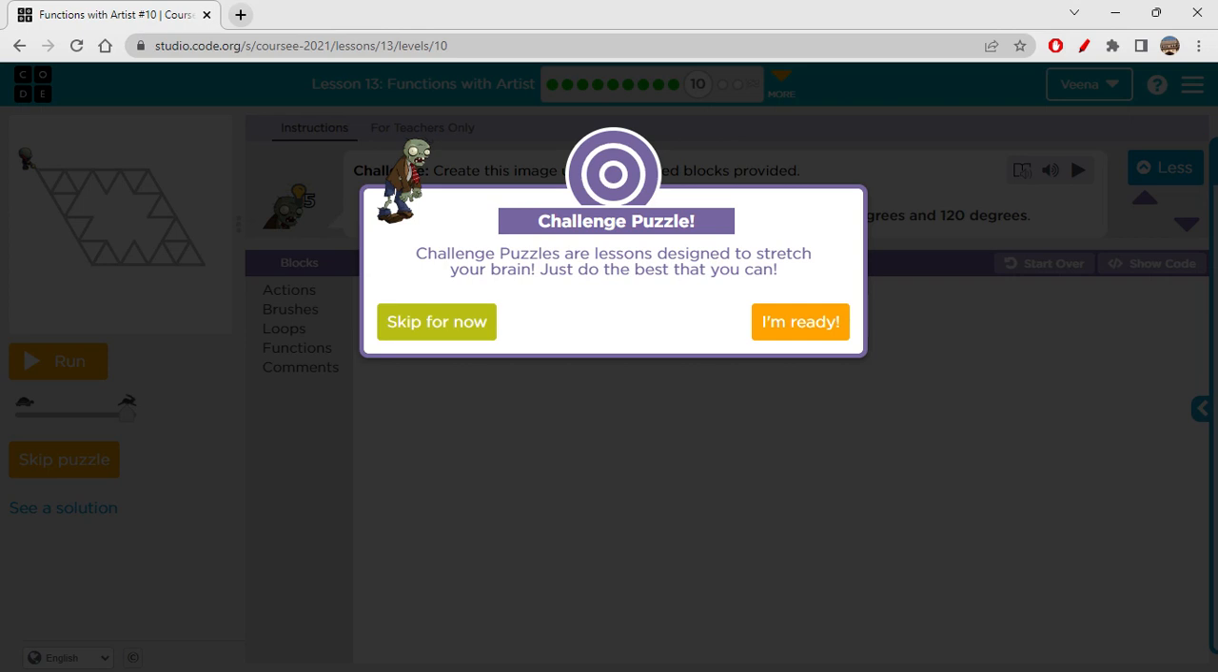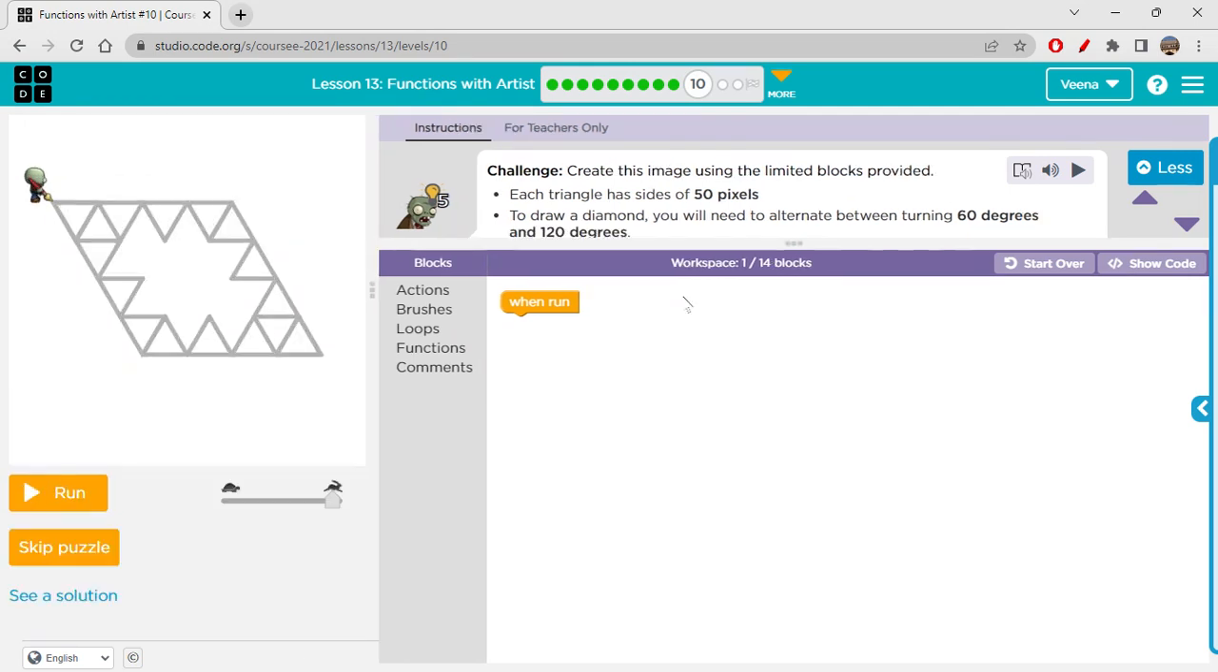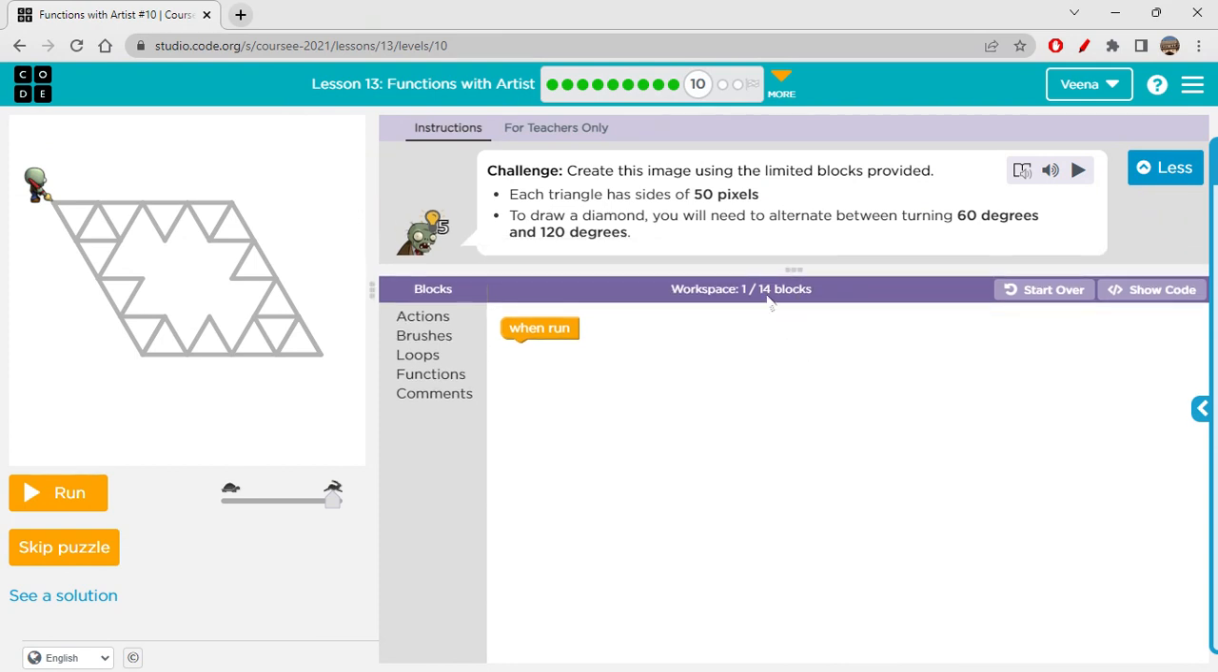Okay, this is a challenge puzzle. Okay, the previous one was already a challenge, right? Now again we have a challenge puzzle. Let's chase this. Okay, so create this image using the limited blocks provided. There are only 14 blocks. Among them, already one is used up with when run. So that means we totally have 13 blocks now.